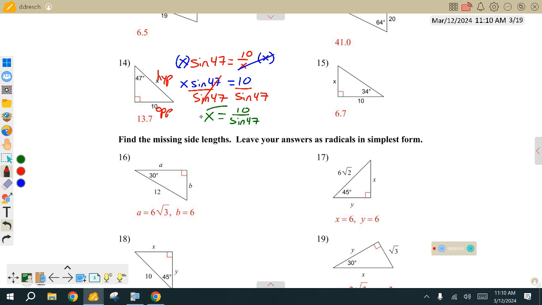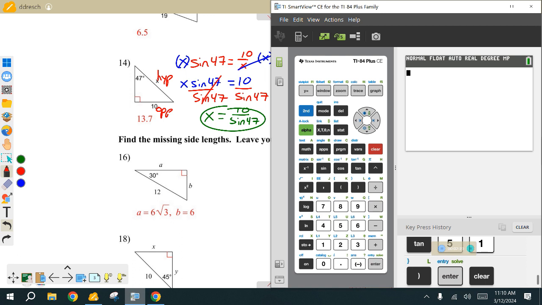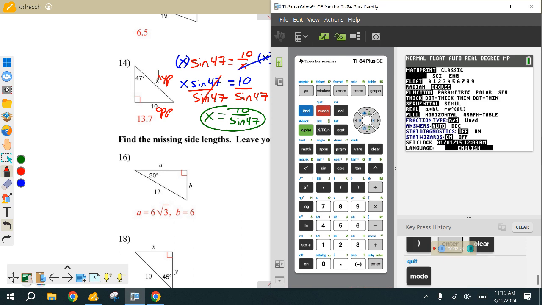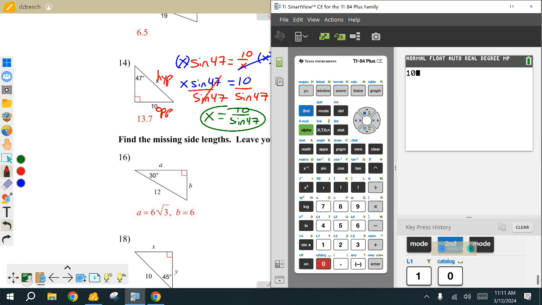This is the next piece I'm looking for on your quiz. Can you correctly get this in calculator ready form? 10 divided by sine of 47 degrees. This morning when I turned on my board calculator, I always have to turn on degree mode. You probably don't; yours should save from one day to the next. But I'm in degree mode. Are you in the right mode? I am. That's where I'm getting 13.7.